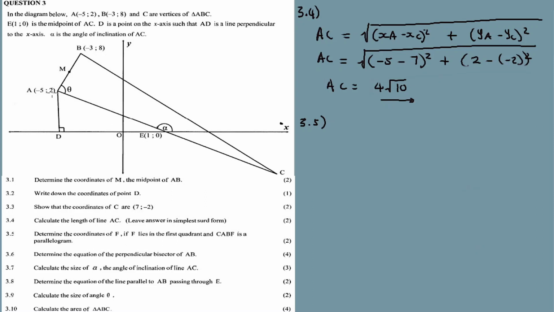Therefore, when I connect C, A, B and F, I should get something like a parallelogram. Determine the coordinates of F. We want these coordinates of F now. If F lies in the first quadrant and CABF is a parallelogram, how do we find the coordinates of F? That's the question. And it's for how many marks? 2 marks. Alright.